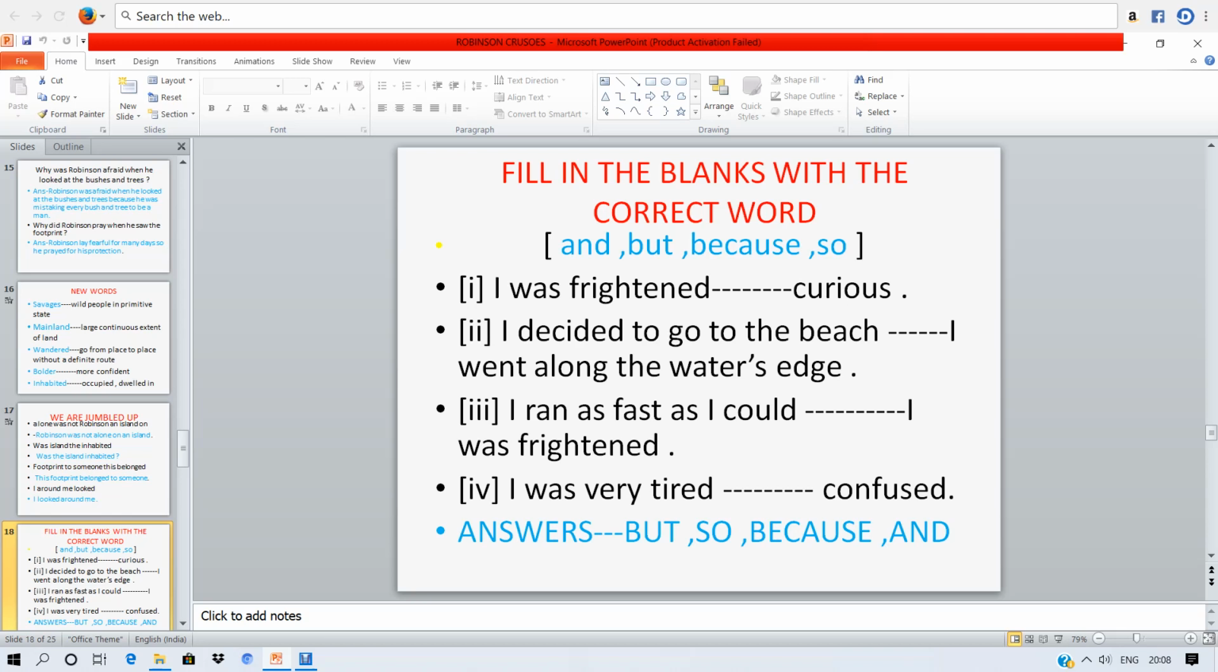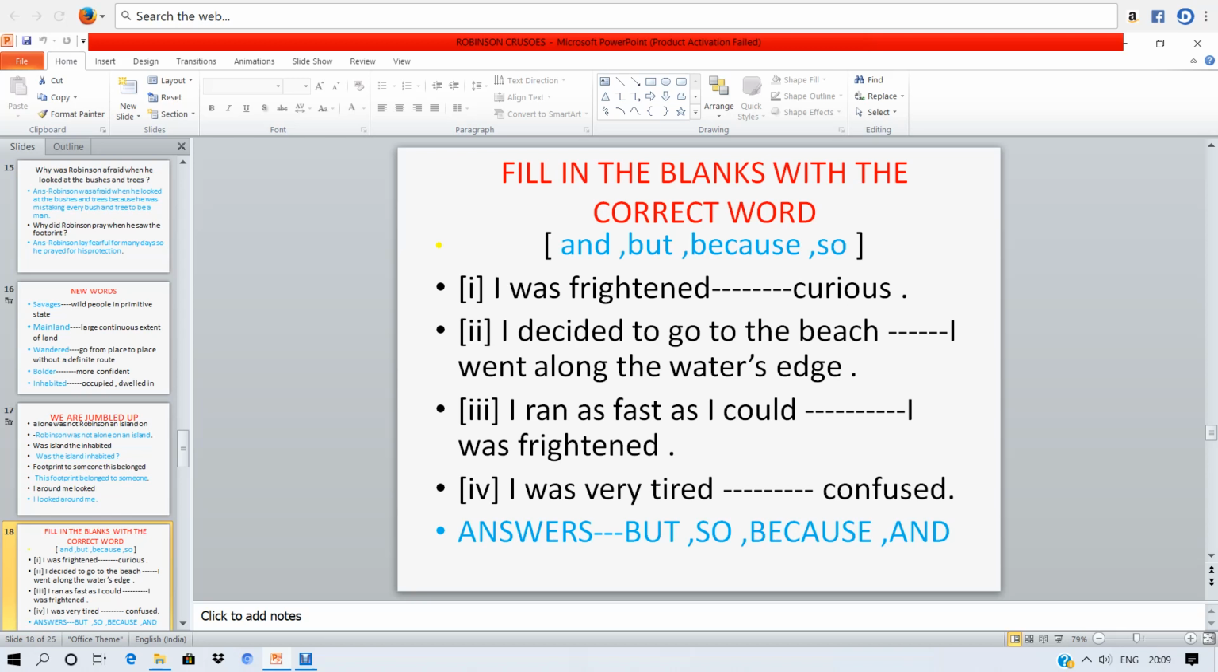Like, I was frightened dash curious. According to me, the correct option for this sentence is but. So how are you going to write? I was frightened but curious. The second sentence is, I decided to go to the beach dash I went along the water's edge. The correct option is so. So how are we going to write? We are going to write it this way. I decided to go to the beach, so I went along the water's edge.